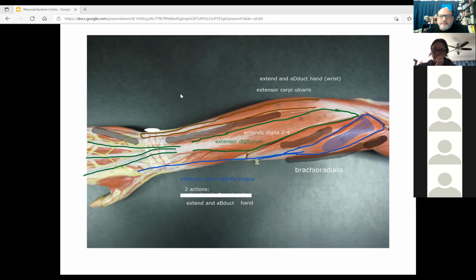All right. So just that easily, we're halfway through the forearm. Not too bad, not too scary. Now, any questions on this before I erase this?